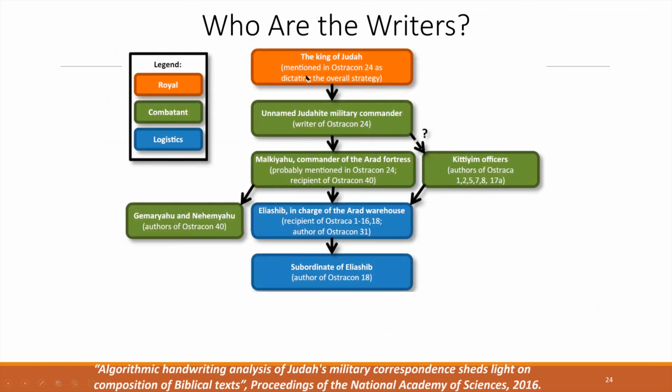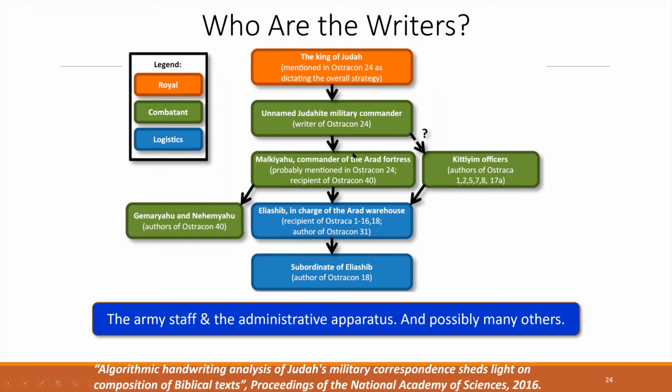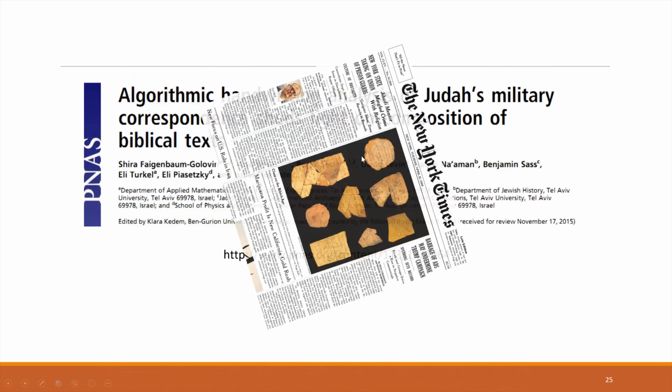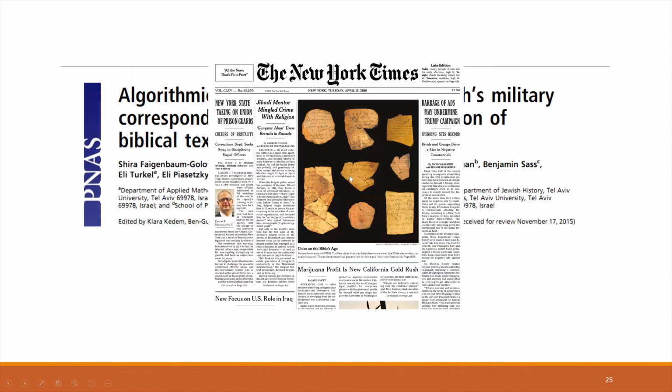We were able to reconstruct and give some interesting results about the Judah army apparatus: that the assistant to the king, the commander of the Arad fort who was sitting outside Arad, Eliashib the quartermaster, and even the subordinate of the quartermaster, a poor man sitting there, knew how to read and write. Those were the interesting historical results. This was published in 2016 in PNAS and hit the New York Times front page.